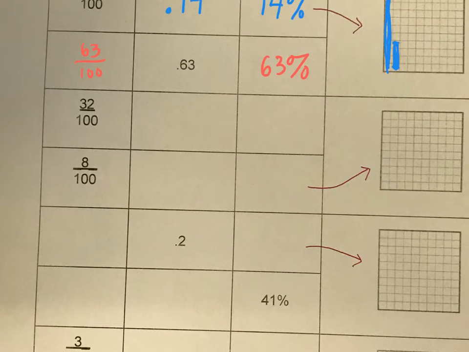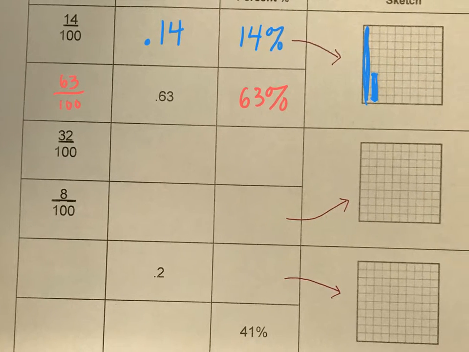How about 8 hundredths? I think it's actually useful to sketch this first. 8 out of 100 would look like that. So the percentage is actually easier to write. Just be careful with your decimal. Remember, this here is the hundredths place, so that's where you put the 8, fill that in with a 0, and that's what you've got there.